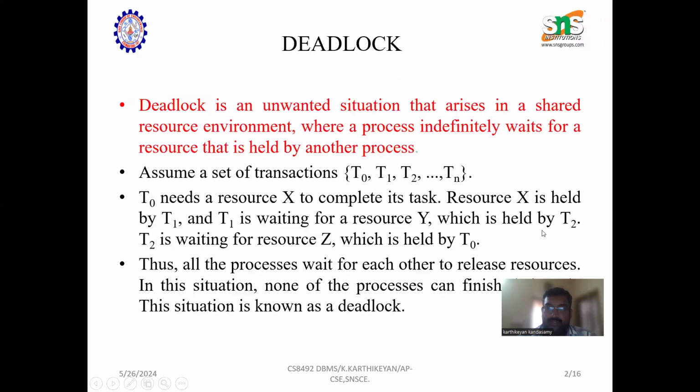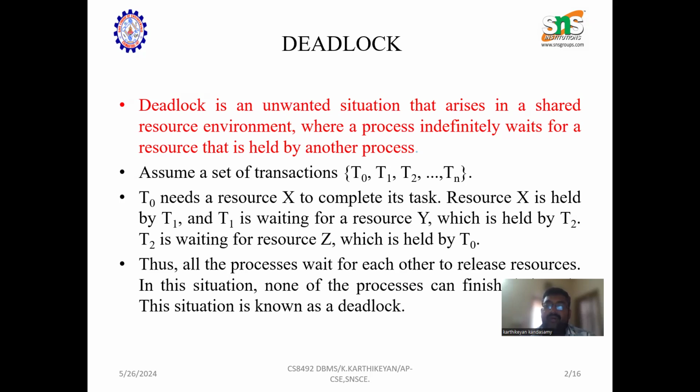So first of all, what is deadlock? Deadlock is an unwanted situation that arises in a shared resource environment, where a process indefinitely waits for a resource that is held by another process. For example, assume a set of transactions T0 to Tn. T0 needs a resource X to complete its task. The resource X is held by T1, and T1 is waiting for resource Y, which is held by T2. T2 is waiting for resource Z.